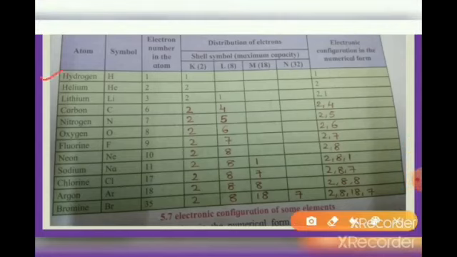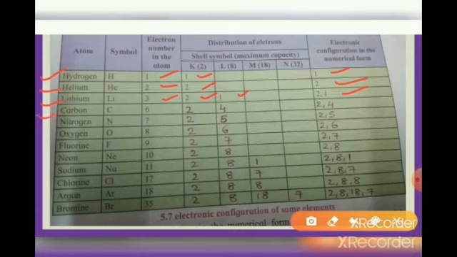In hydrogen, the electron number of an atom is 1. So in the K shell it will show only 1, and the electronic configuration is 1. In helium, the electron number is 2, so it will occupy the K shell, and the electronic configuration is 2. Lithium has electron number 3, so it is divided into K and L shells. The electronic configuration is 2 and 1.